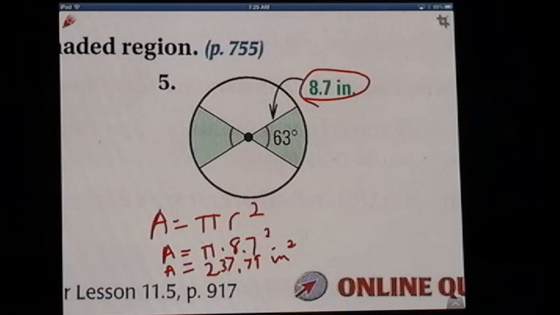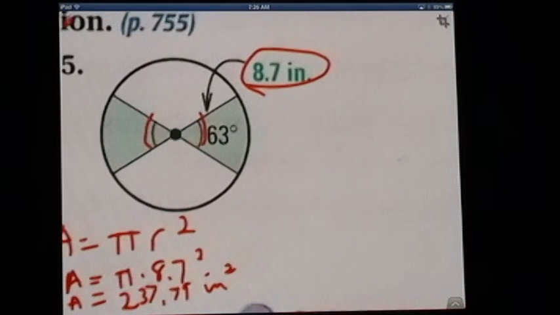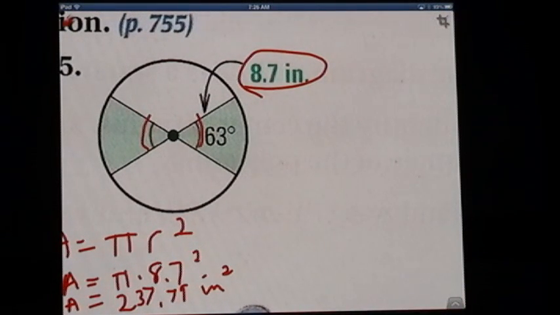Now we're going to look at the shaded part and ask how much of that area are we talking about? Well, we have 63 degrees here and 63 degrees here. So we're going to add those two together. 63 and 63 is going to be 126. And so the part that's shaded is 126 degrees out of the entire thing. So we don't have to subtract in this case because we know the fraction that is shaded. So we're going to say 126 degrees out of 360. That's the fraction part that we're looking for of the total area.